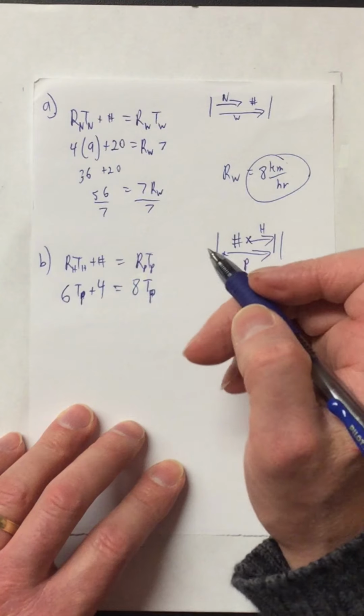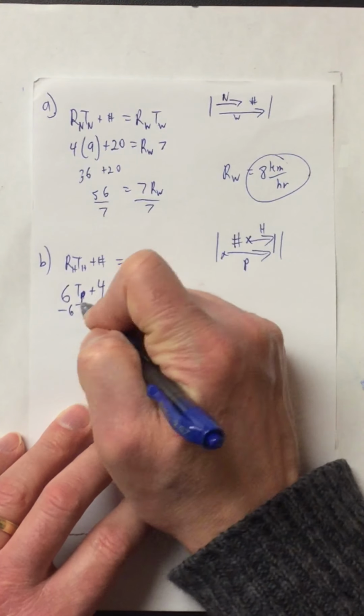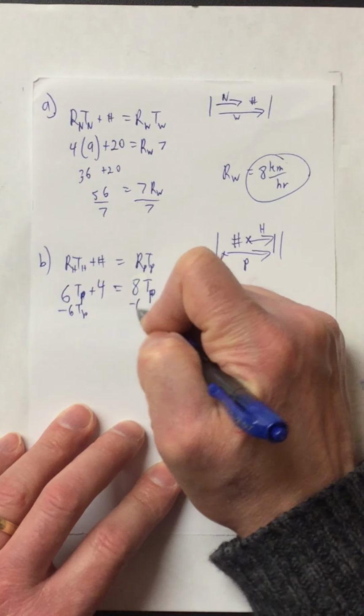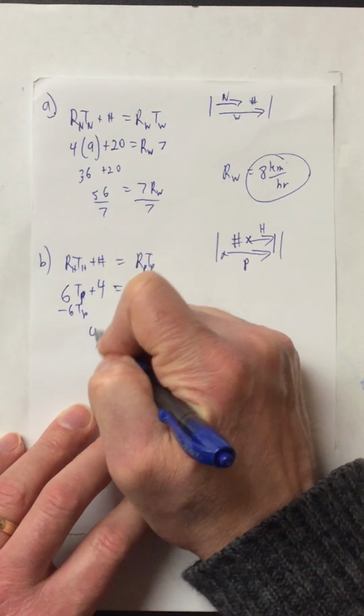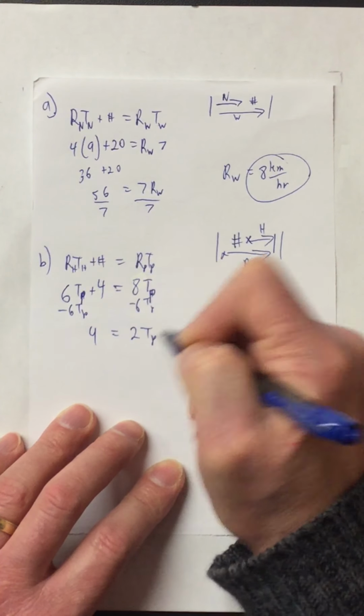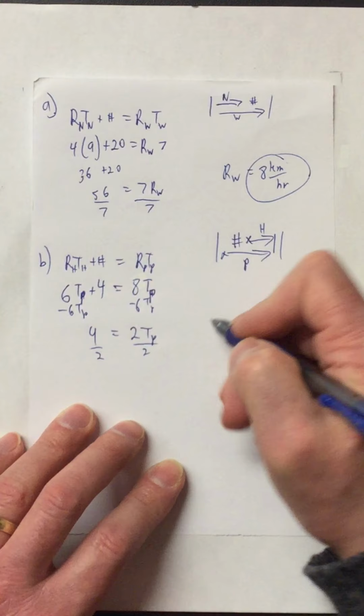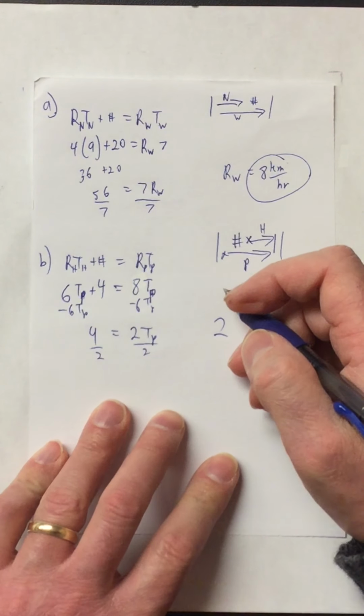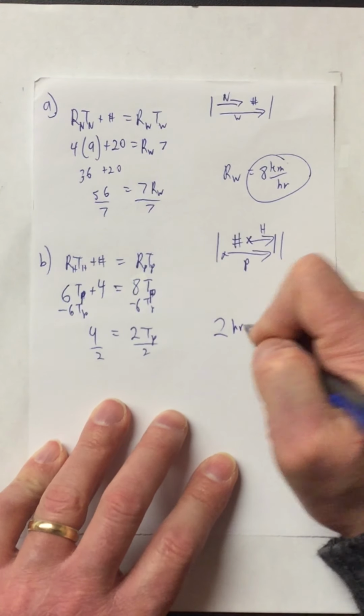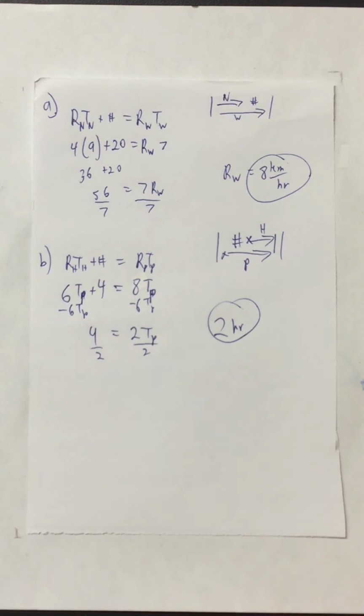All right, let's subtract 6t from both sides. We get 4 equals 2 times the time of Paris. Divide by 2, divide by 2. It looks like it's going to take Paris 2 hours to be able to catch up. And that's our answer for practice problem B.